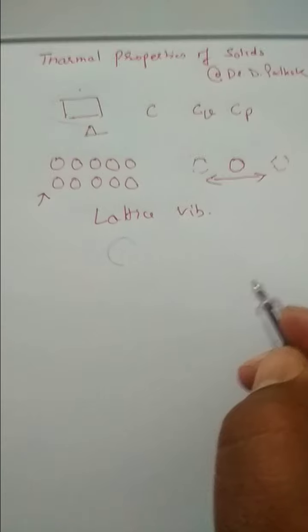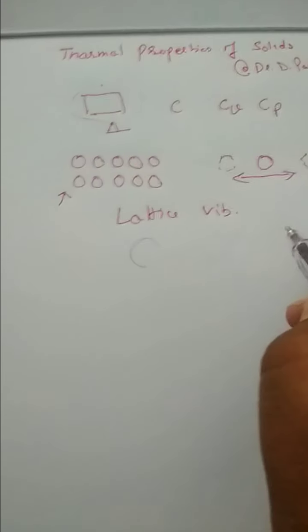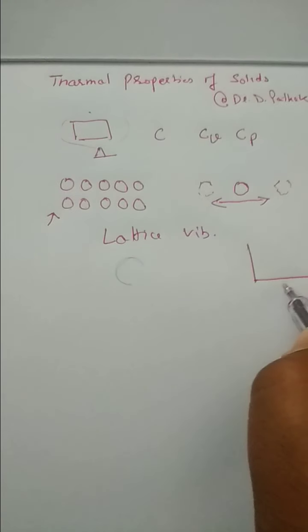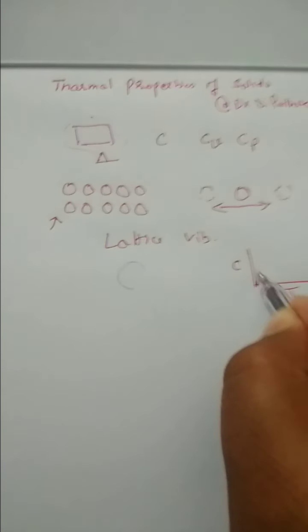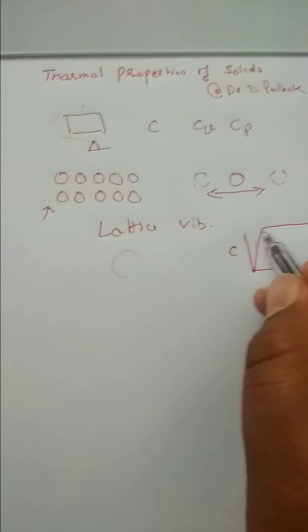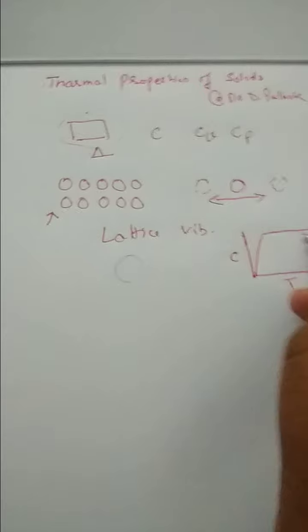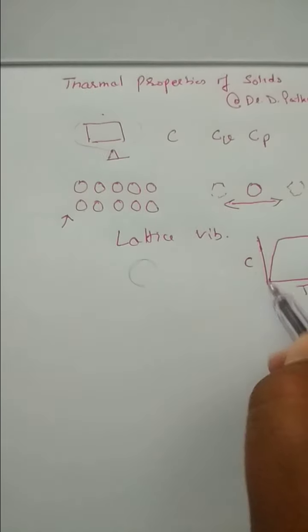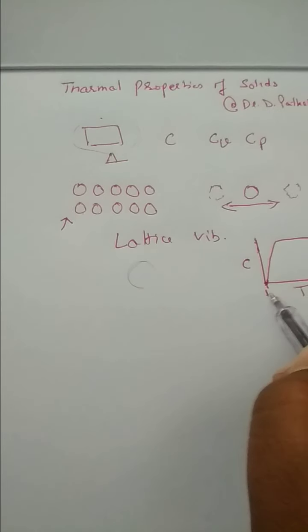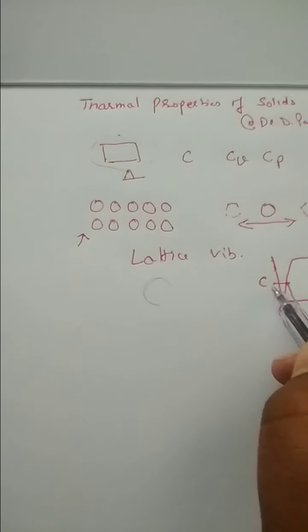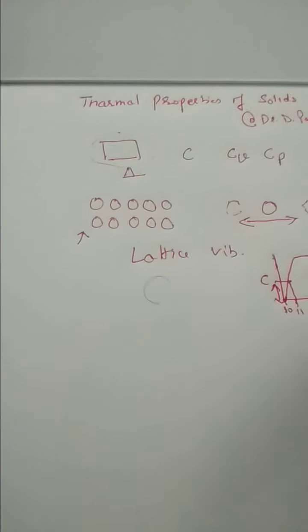Now if we experimentally plot C with temperature, say this is temperature and this is C, then the graph is like this. That is, at low temperature there is a sharp increase in C, and at high temperature C becomes independent of temperature. It means, for example, say this is 10 Kelvin and this is 11. To increase the temperature from 10 to 11, we need this much of energy.